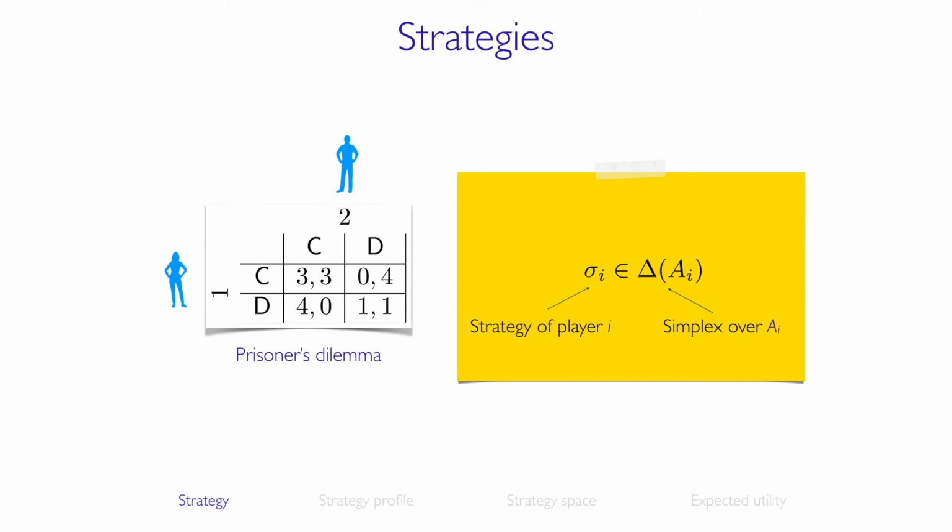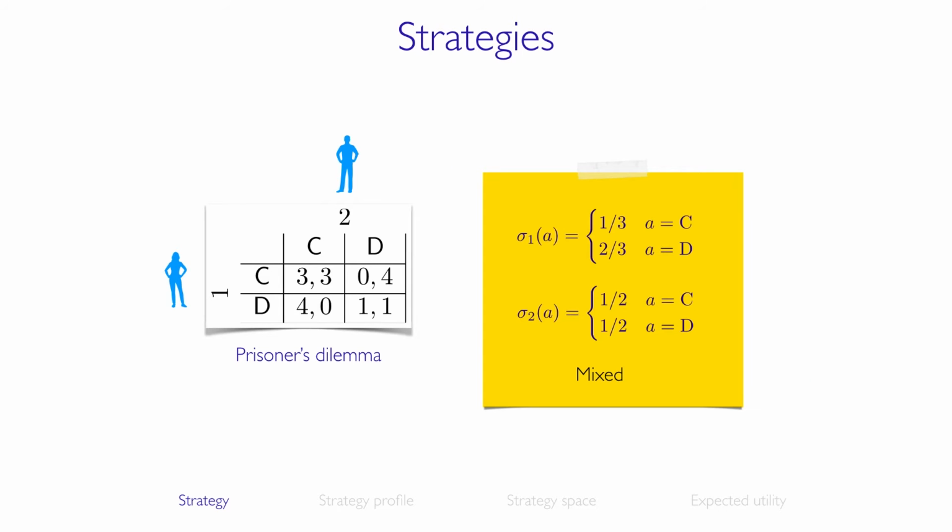The strategy of a player, denoted with sigma, is a probability distribution over the actions. We denote with delta the simplex, corresponding to the probability distributions defined over the space of actions. An example of strategies is, for instance, for player 1, to play C with a probability of 1/3 and action D with a probability of 2/3. For player 2, to play uniformly over C and D.